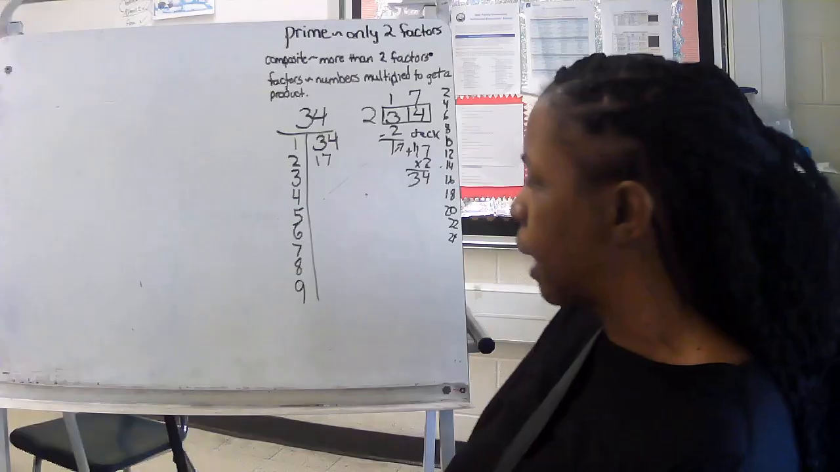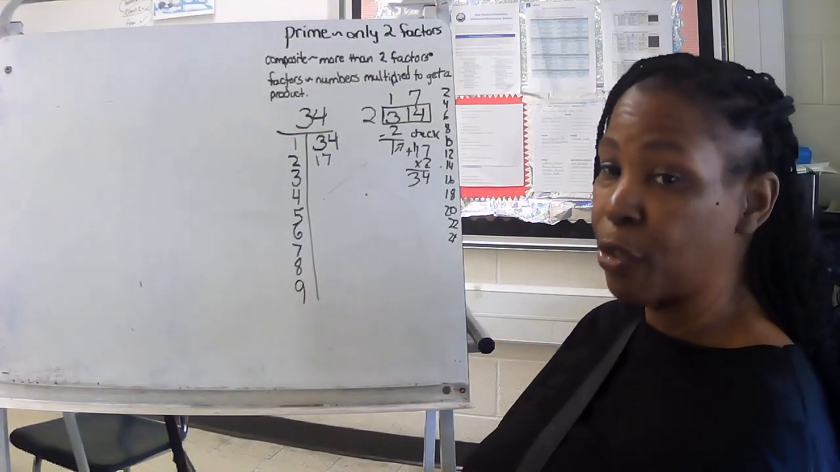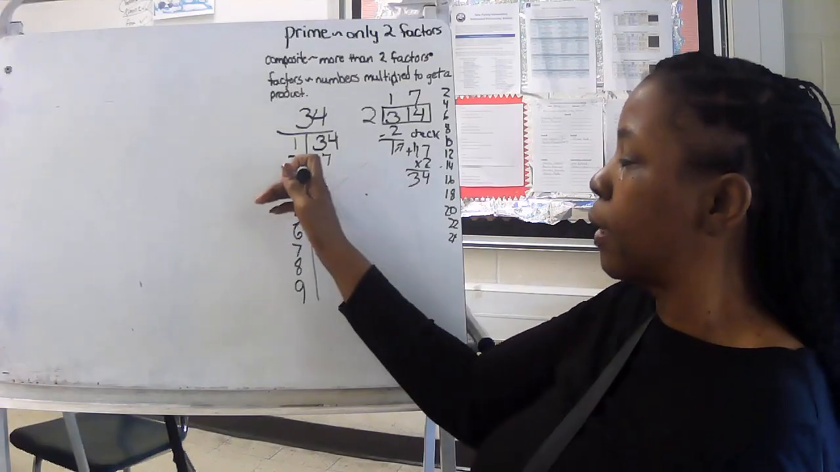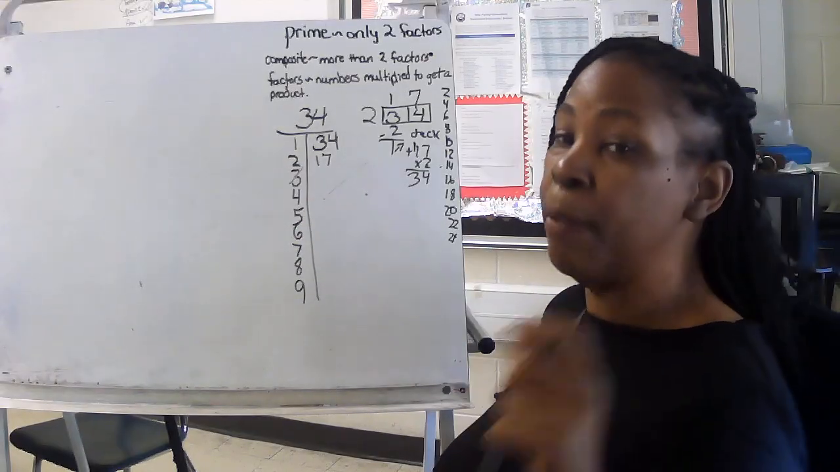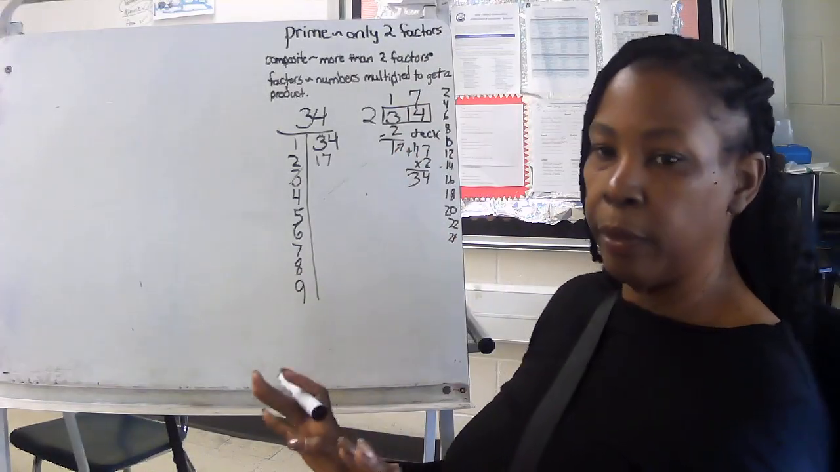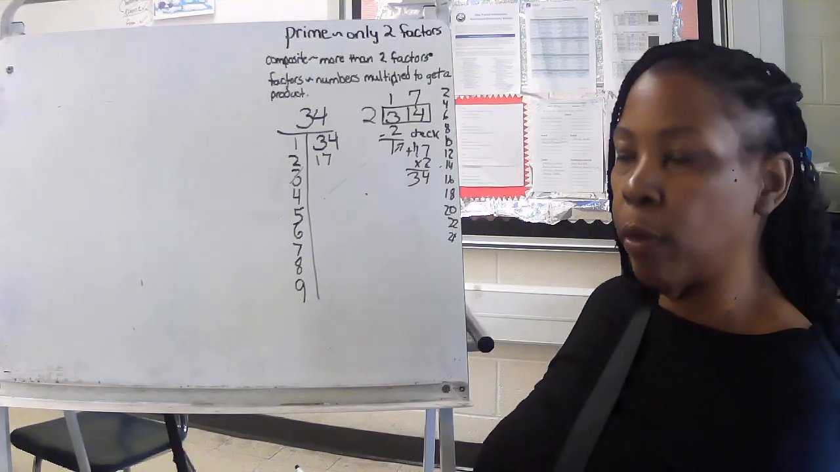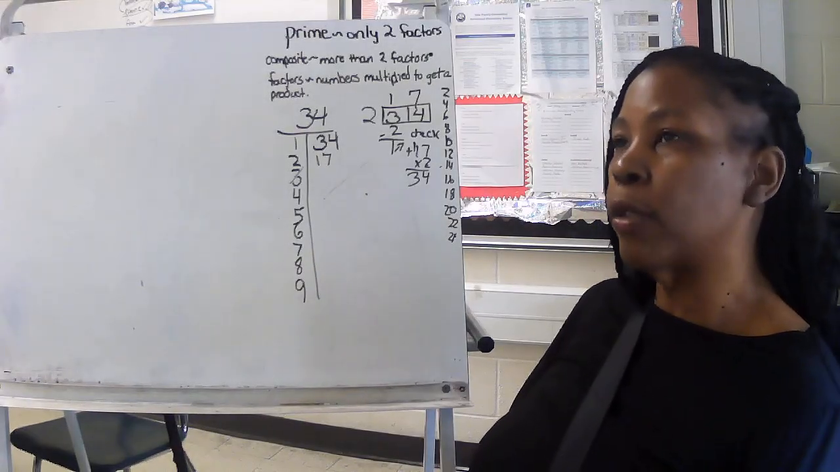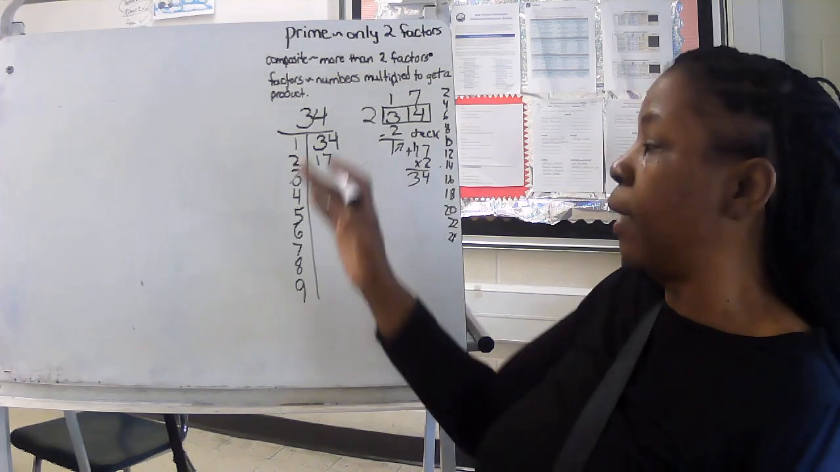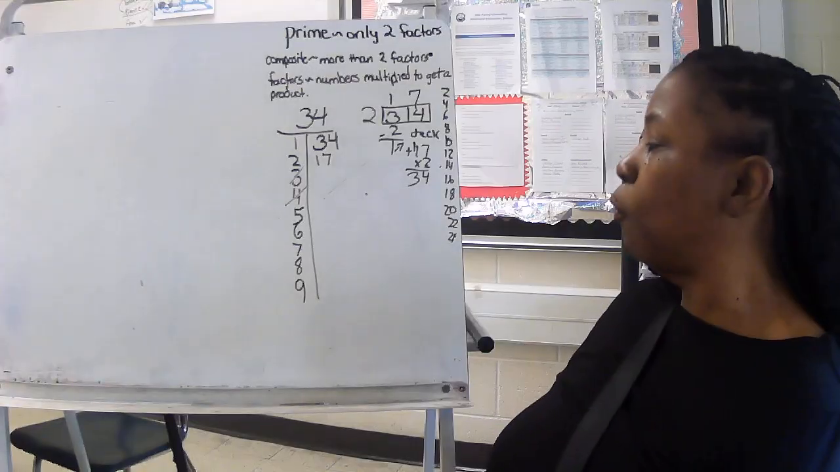Okay, so 3 times what? Well, I know 3 times 11 is 33. And 3 times 12 is 36, so I know it's not 3. Now you're seeing how that multiplication makes a difference. If they know it by heart, we don't have to go through all the bells and whistles of trying to figure it out. Okay, what about 4? Well, I know 4 times 8 is 32. 4 times 9 is 36, so I never said 34, so I know 4 does not go evenly into 34.